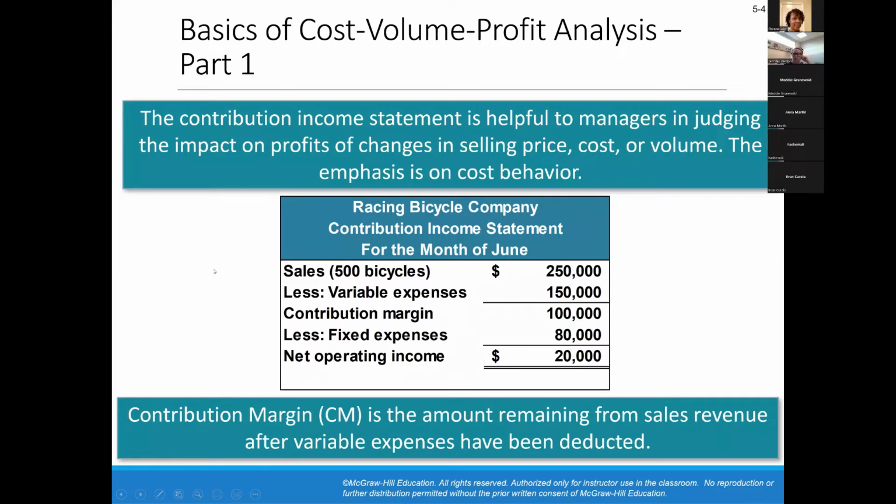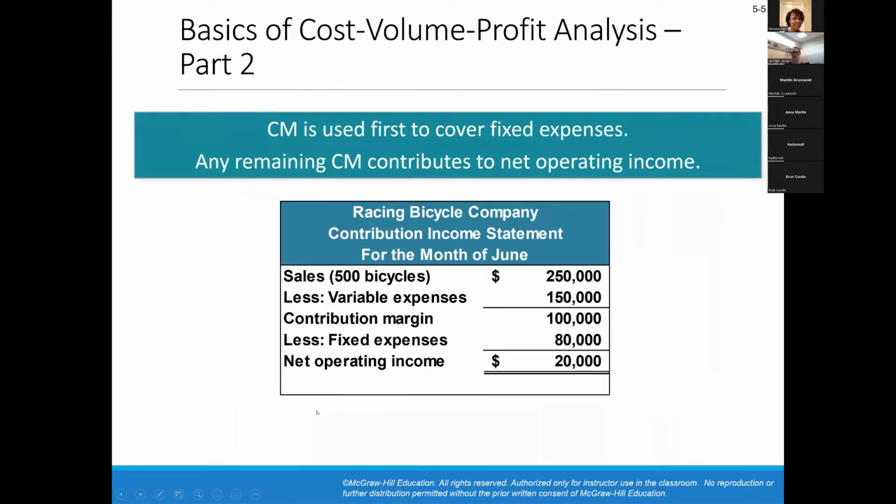And the contribution margin is something that I want you to know what that is. Just remember that it's the sale of that unit, whatever that sale price was, less the variable expenses. And the variable expenses are going to be given to you so that you know how to calculate that. So the contribution margin is the amount remaining from the sales after the variable expenses have been deducted. So it's just sales minus variable expense, that's contribution margin.